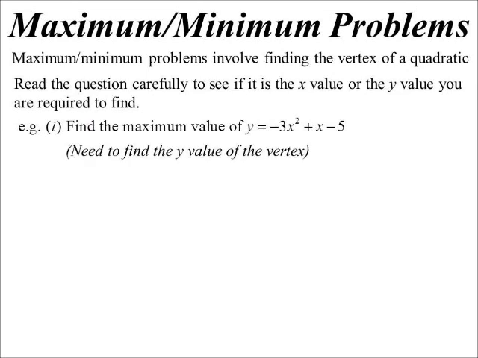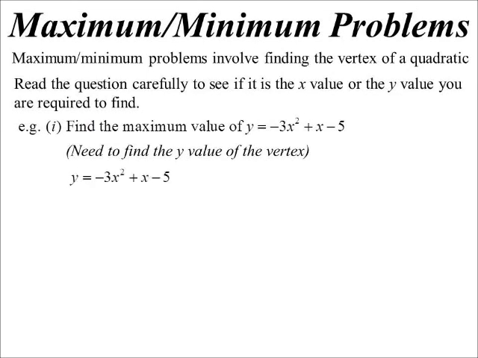Yes, I could find the axis of symmetry and substitute in, but I don't need to because it's not asking me about the x value. It's just saying how high up does it go. So if I just find the y value of the vertex, and I'll do that using the discriminant idea, or I could do that by completing the square. So let's use the completing the square idea first of all.